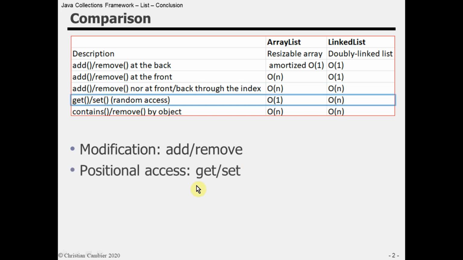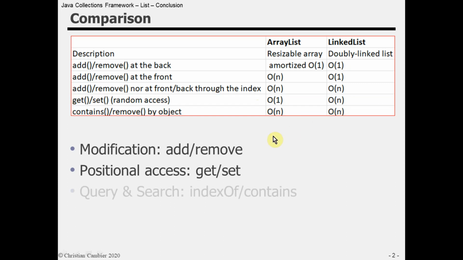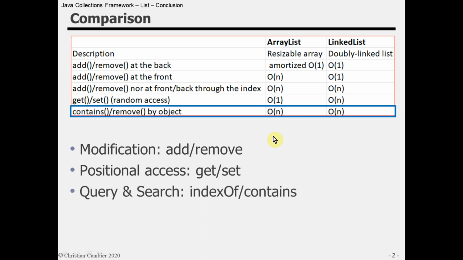How about positional access, get and set operations? ArrayList is indexing an internal array, which is not only really quick, but size independent, so O(1). LinkedList needs to iterate to the correct position, so O(n). And query and search, if we were to look for a certain object or remove it. Well, for both ArrayList and LinkedList, it is O(n).